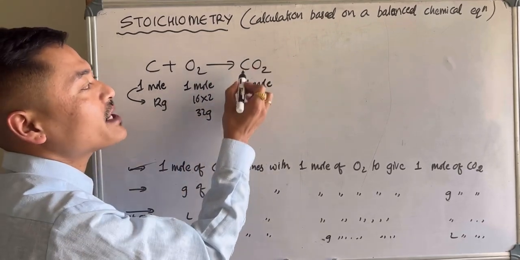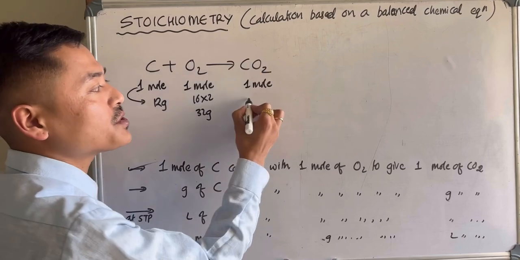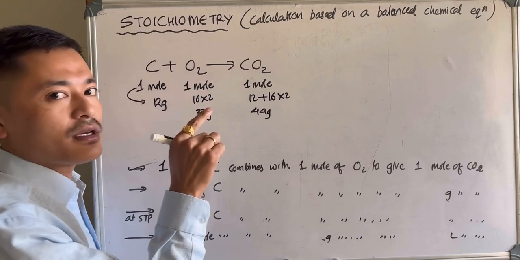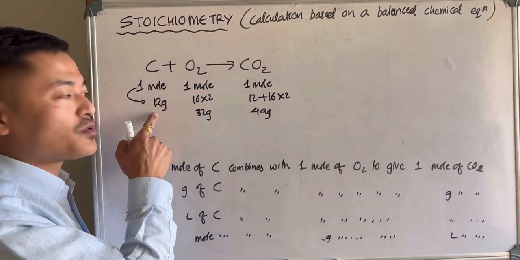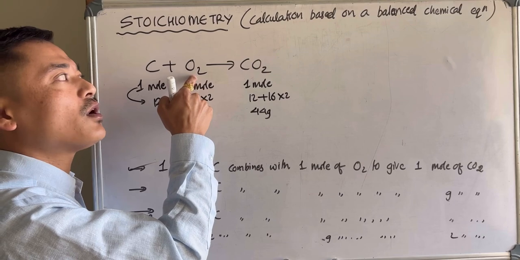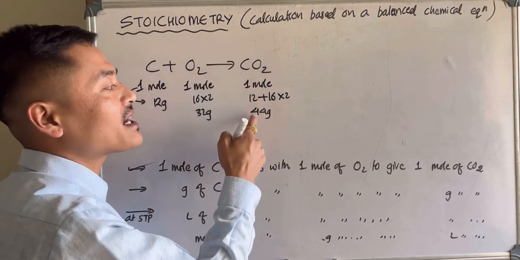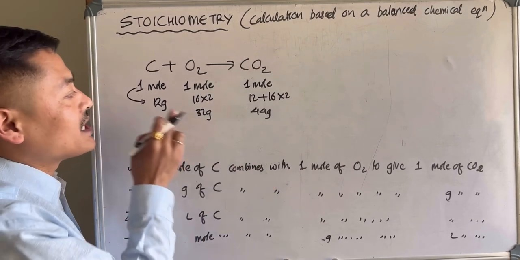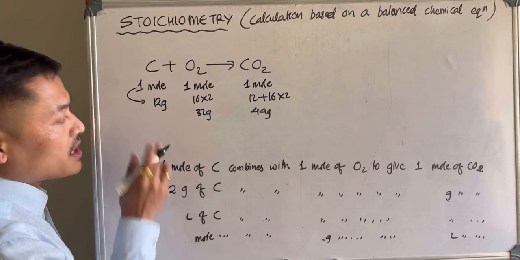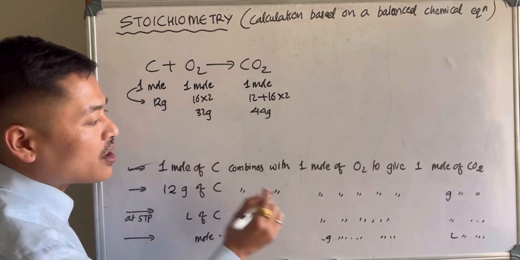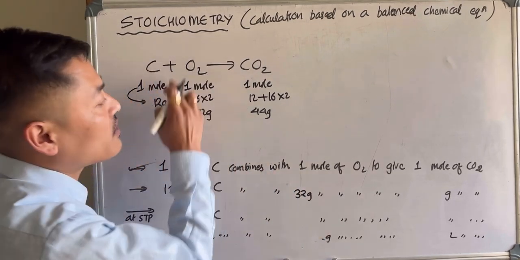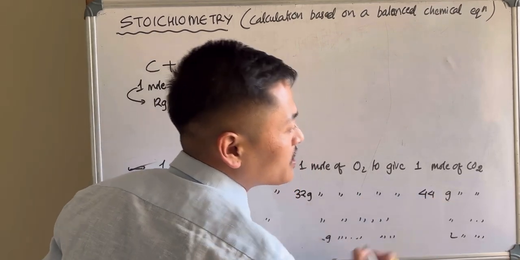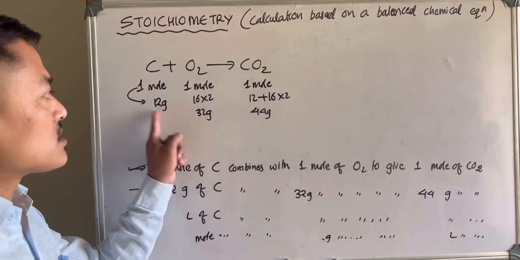Similarly, for 1 mole of carbon dioxide you have to find the molar mass of CO2. It will be 12 plus 16 into 2, that is 44 gram. That means 1 mole of carbon is equivalent to 12 gram, 1 mole of oxygen means 32 gram and 1 mole of carbon dioxide means 44 gram. That is why indirectly we can even say that it is 12 gram of carbon which will combine with 32 gram of oxygen, and it will produce 44 gram of carbon dioxide.